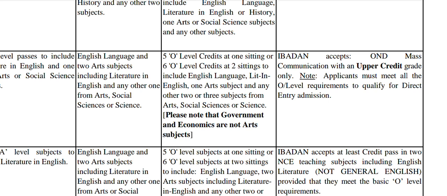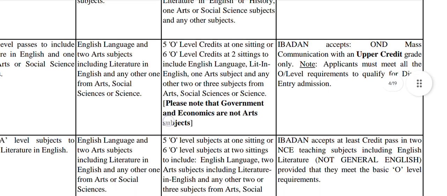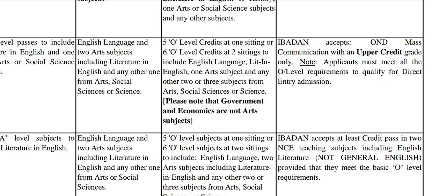Then you can now add any other 2 or 3 if you are combining results. Let's say you want to use 2 sittings, then you'll be looking for any other 3 subjects. But if you are using a single sitting, that means you are looking for any other 2 subjects. But English language is compulsory, literature in English is compulsory, and one art subject. One art subject should be a CRS, should be Yoruba or any other language subject, should be history. You must have those 3 subjects, very important, before you can add any other 2 to make 5 or any other 3 to make 6.